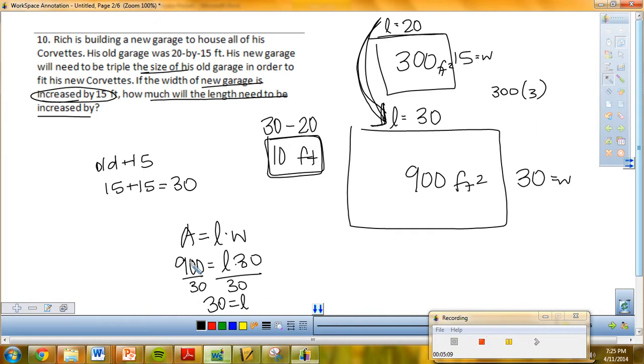Alright, so again, this word problem is tricky because it's having you work with the area formula, but in a more complex way. It's not just saying, here's the length, find the area. It's saying, triple the area, find a new width, find a new length, and then say how much that changed from the original garage. So again, annotating and drawing a picture is really going to help. The math here is not super tricky. It's just addition and multiplication and subtraction. But without annotating, it's very easy to miss this question.